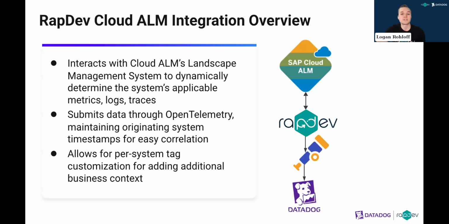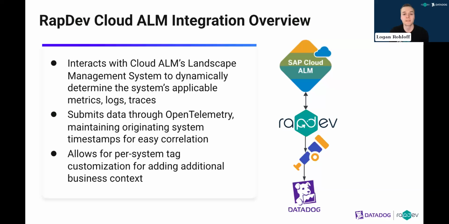So really just bringing the telemetry sent from all of the connected SAP systems into Datadog. Using Cloud ALM's landscape and analytics provider APIs, we're able to dynamically determine the different types of data and what data providers are applicable to the systems that you configure with the integration. This allows for fewer and more performant API calls on our end, and overall less complex user input for configuration.